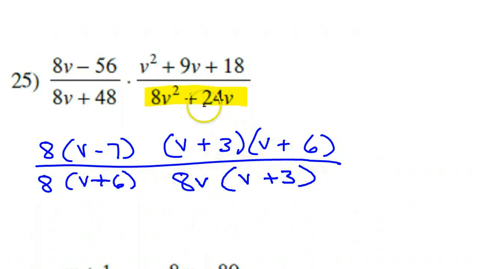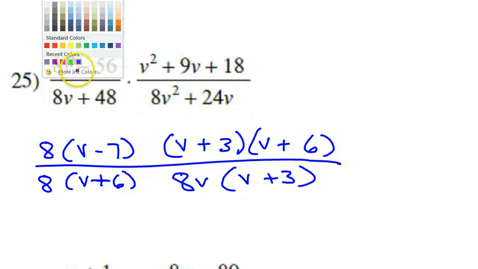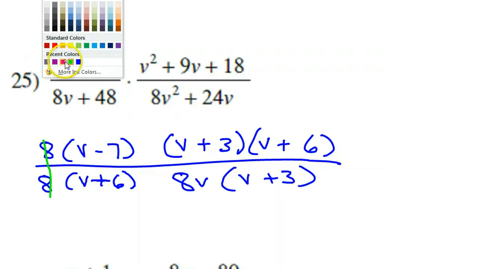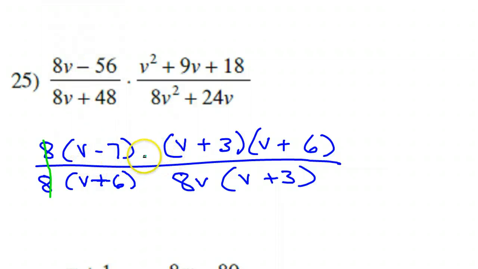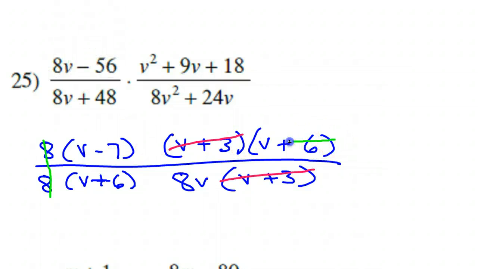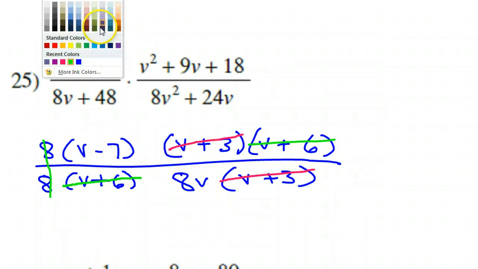Alright, now I have factored everything. So now it's time to look and see what can cancel. I see these 8s can cancel. Might as well do that. Just stare me in the face. What else? I see this V plus 3. Those will cancel. Okay, and I see the V plus 6 will cancel. Alright, that's the end of the canceling.